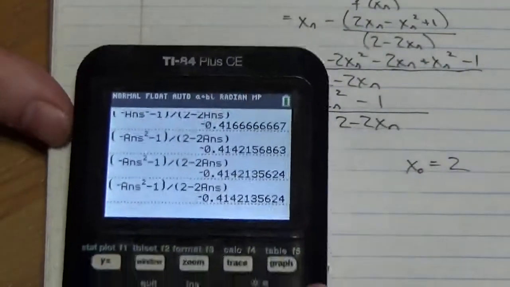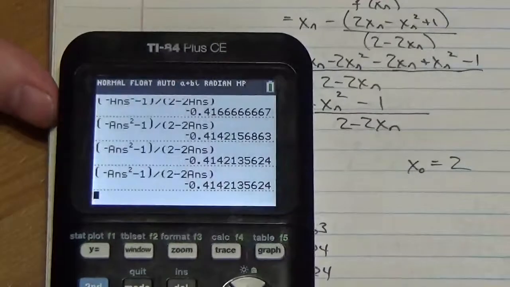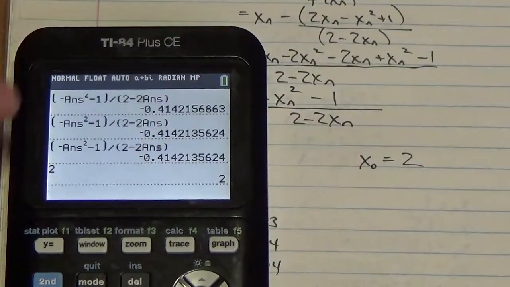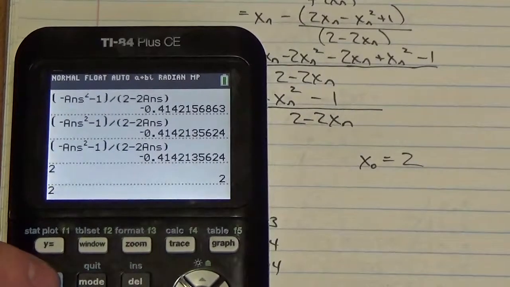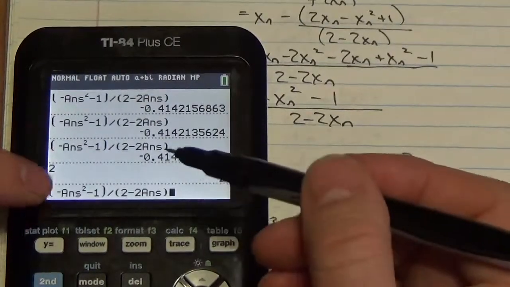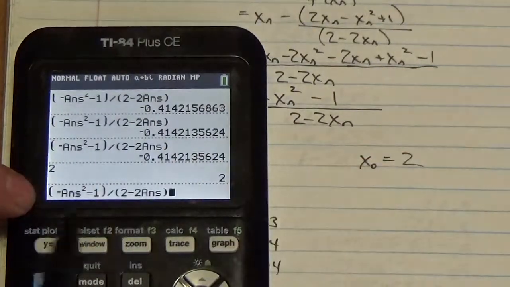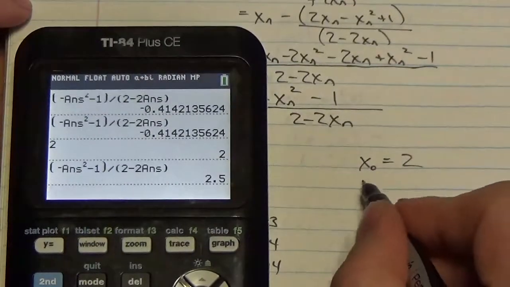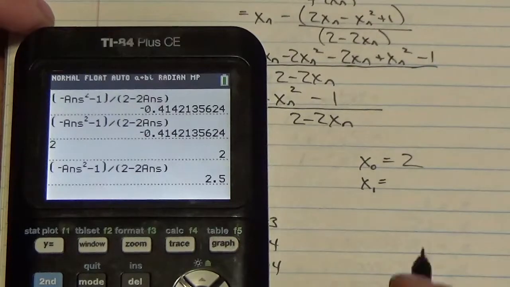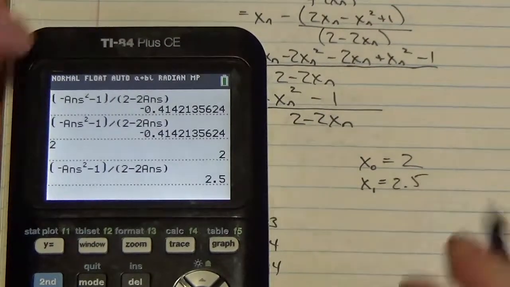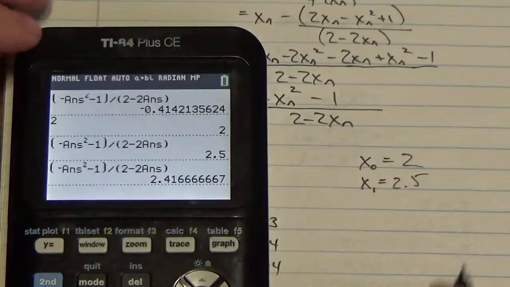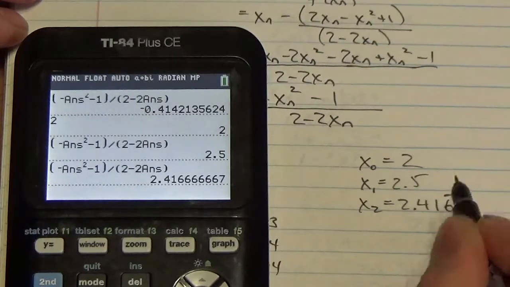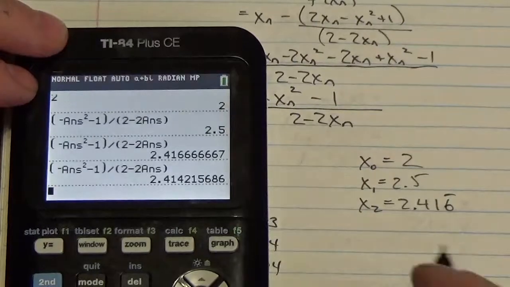And actually, once I've got this in my calculator, this is a little bit easier, because what I can do now is just press 2, enter. And if I press second enter twice, it pulls up this. And when I press enter, it's going to use 2 as the answer here. So I press enter, and my first guess is going to be 2.5. Second enter, do it again. 2.416, repeating.